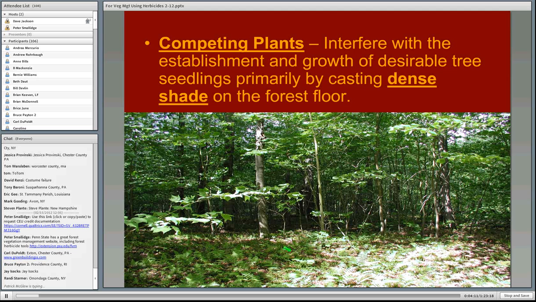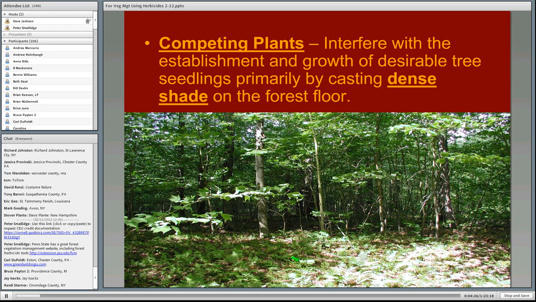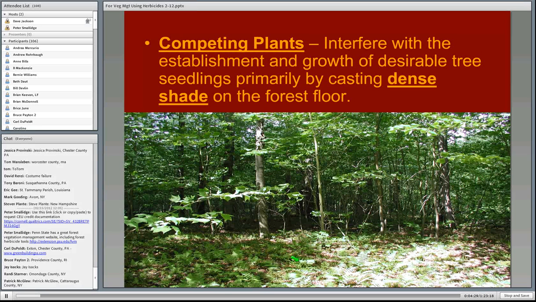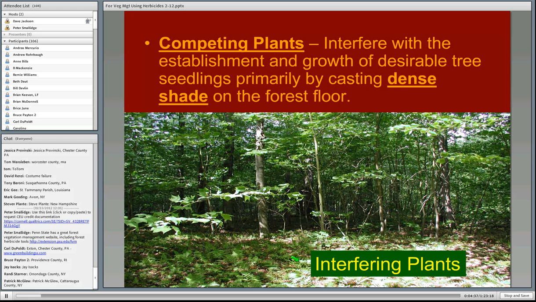And if you look in the foreground here, we see some fern developing out in this region. This was taken early in the growing season, and by the middle of summer, this fern may be 2 feet high and also casting dense shade on the forest floor. I'll show you another image that illustrates that a little bit better as we progress here. So we're looking at what we might also call interfering plants. So plants that interfere with the germination, development, and growth of these desirable tree seedlings. So we also call competing plants interfering plants.